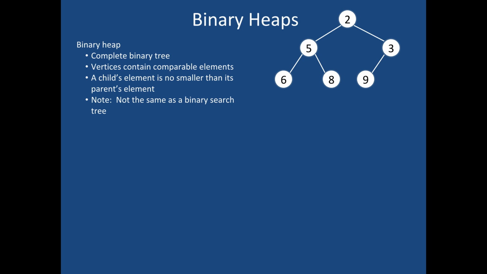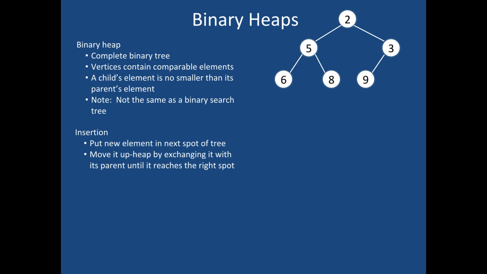The vertices have to be elements that you can sort, basically, you can compare. This is a min heap, so a child's element is no smaller than its parent. In this case, there are no duplicates, so it's just easy. 2 is less than both 5 and 3. 5 is less than both 6 and 8. So a parent is less than or equal to its children. It's a binary tree, but it's not a binary search tree. It's a different ordering.